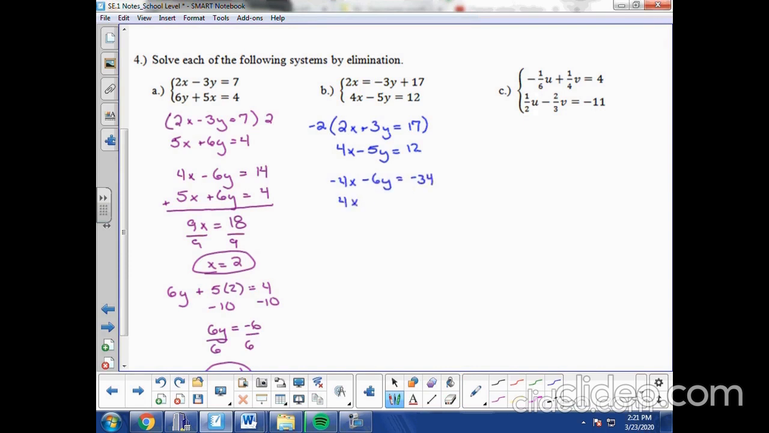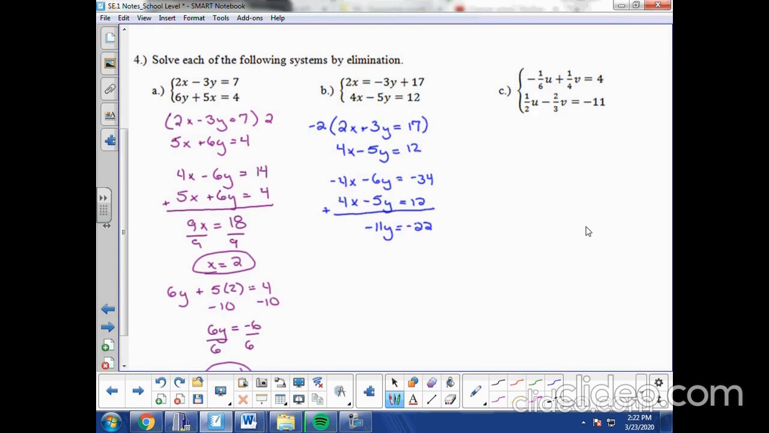I did not change that second equation, so I'm just going to continue to rewrite it. Now, we can add these. And when we add these, what happens to the x's? If you said they cancel out, you'd be correct. So that gives me negative 11y equal to negative 22.